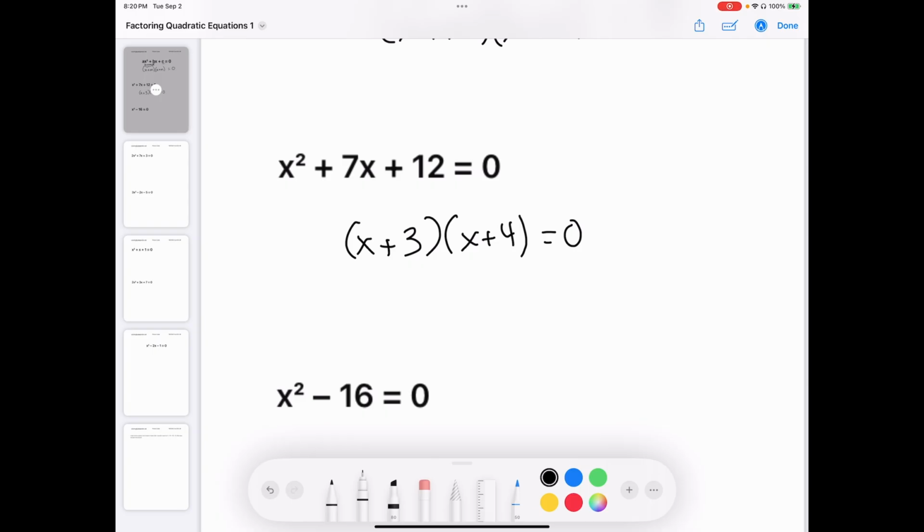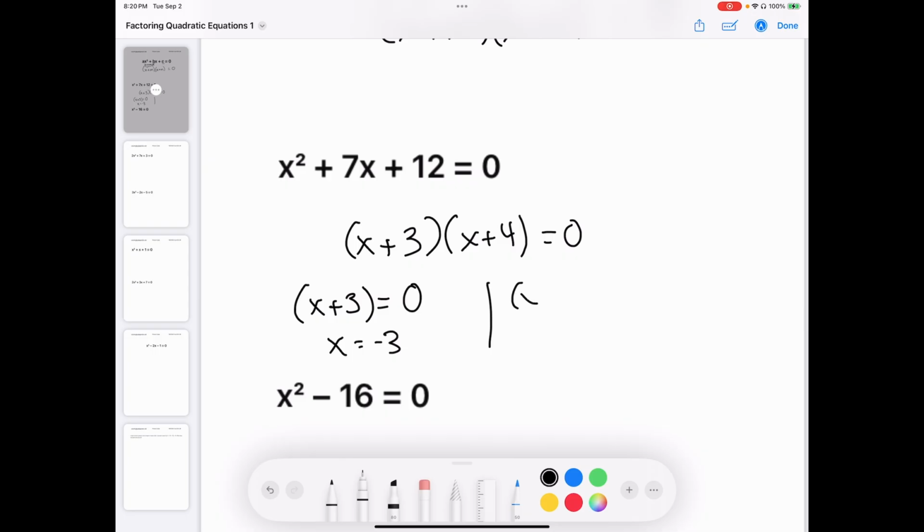To get our solutions, recall, we set each of those binomials equal to 0. We should be able to get two solutions. Not always, remember, sometimes you will get one. But let's see. x plus 3 equals 0, and let's solve for x. The 3 is adding, so we just subtract 3 on both sides, and that gives us x equals -3.